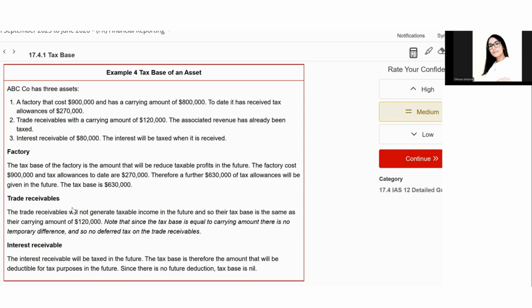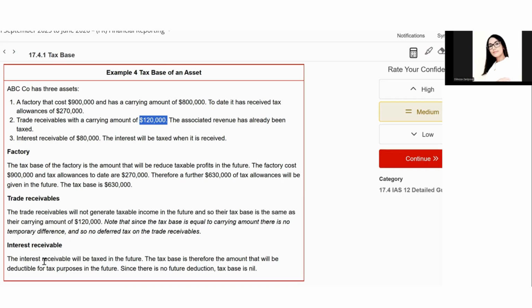Trade receivables. The trade receivables will not generate taxable income in the future, so their tax base is the same as their carrying amount of 120,000. So in this case, the receivables carrying amount, right, is the same for tax purposes.